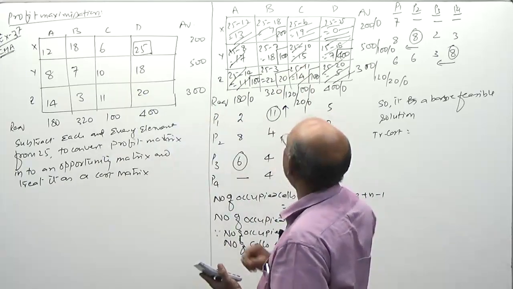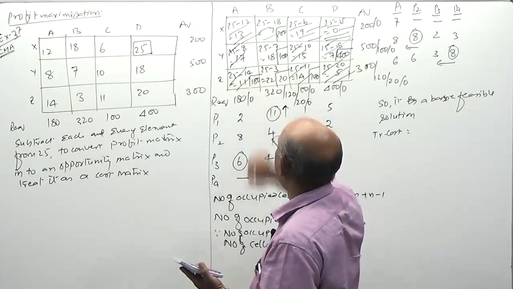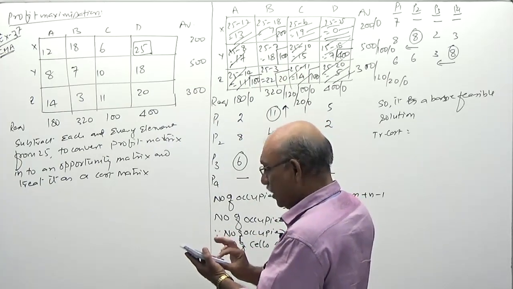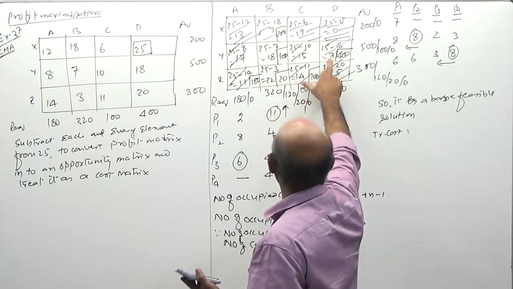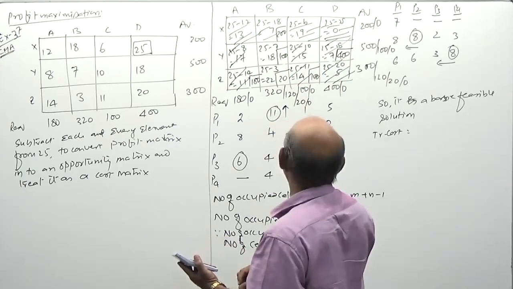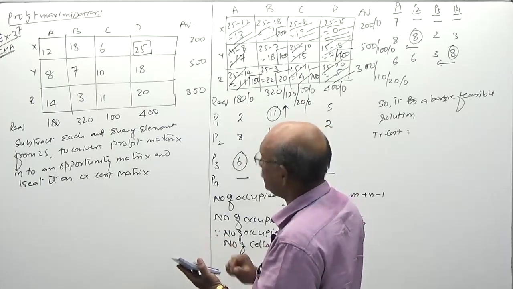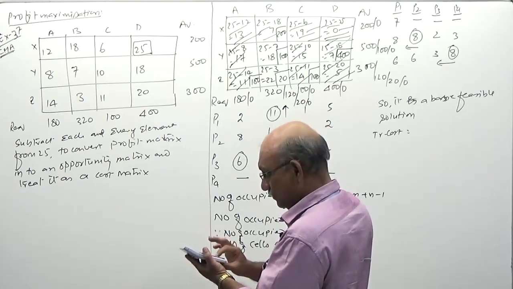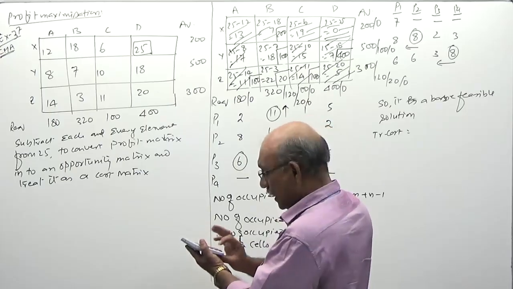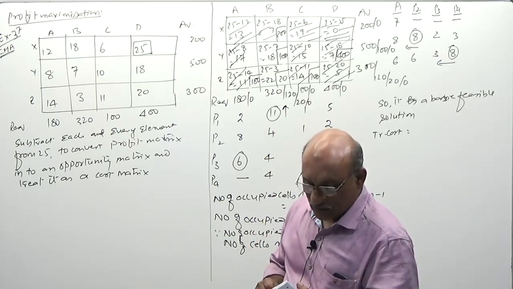So first one is 18. 18 into 200 is equal to memory plus. Second row, second column, 7 into 100 is equal to memory plus. Next, 18 into 400 is equal to memory plus. 14 into 800 is equal to memory plus. 3 into 20 is equal to memory plus. 11 into 100 is equal to memory plus MRC. This is the value you will get.